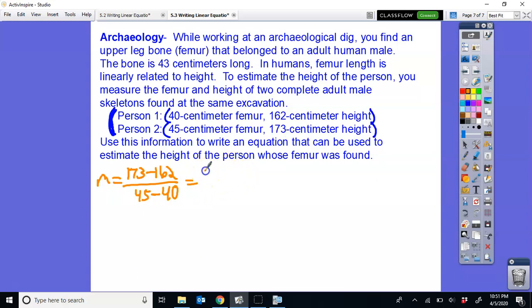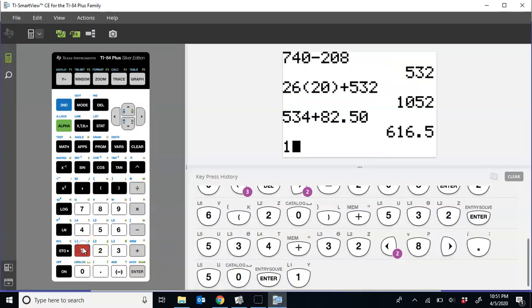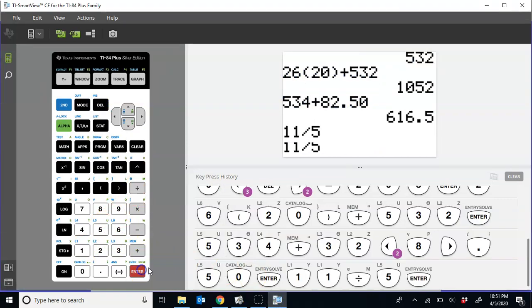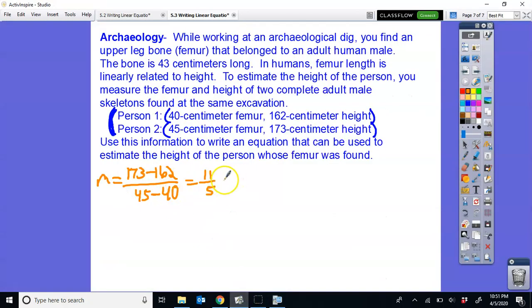173 minus 162 is 11. 45 minus 40 is 5. So 11 over 5. Now, if you take 11 divided by 5 in your calculator, it's going to give you a decimal, but it's a pretty nice decimal. And so I'm okay on this problem if you use this for your slope or you use this for your slope. Either one is fine here because, think about this. 11/5 is probably more appropriate mathematically. It's a fraction, right? It's exact. But 2.2 doesn't have any weird decimals. I didn't cut off any decimals, so it's also exact.